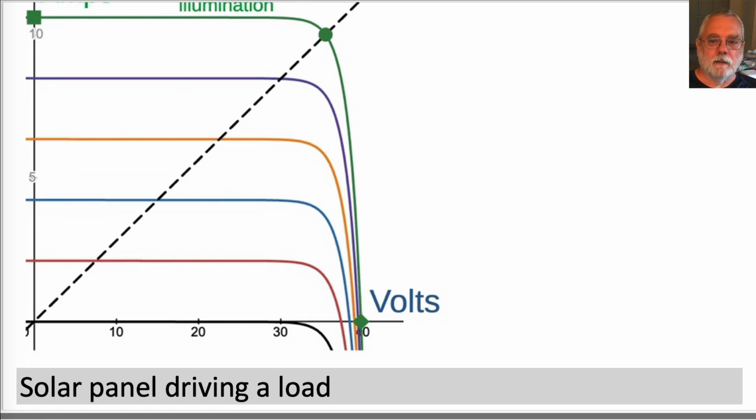Solar panel driving a load. At this maximum power point, 36 volts divided by 10 amps is 3.6 ohms. The black dotted line is the load line for a fixed 3.6 ohm load resistance. This simple picture will suffice for understanding partial shading, hotspots, and bypass diodes.